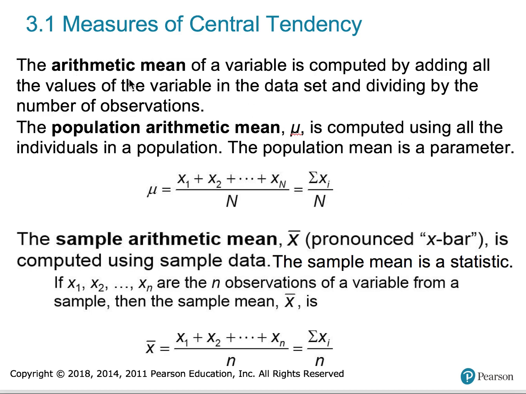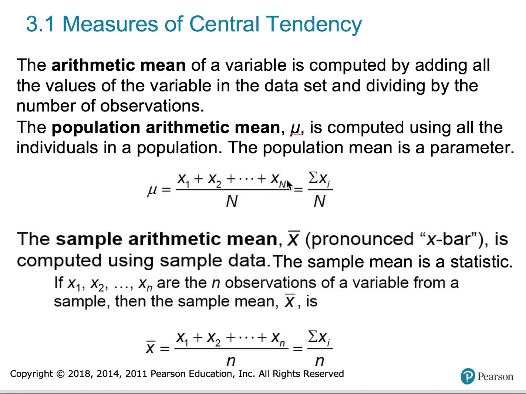Okay, the arithmetic mean of a variable is computed by adding all the values of the variable in a data set and dividing by the number of observations. So the population arithmetic mean, which is called mu, Greek letter mu, is computed using all the individuals in a population. The population mean is a parameter. Remember that? P for parameter goes with the P for population. Okay, so once again, when you hear the word average, you typically think of the mean.